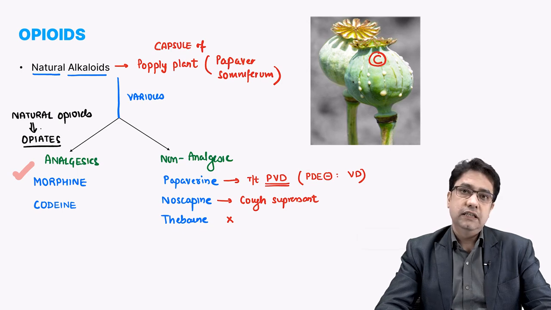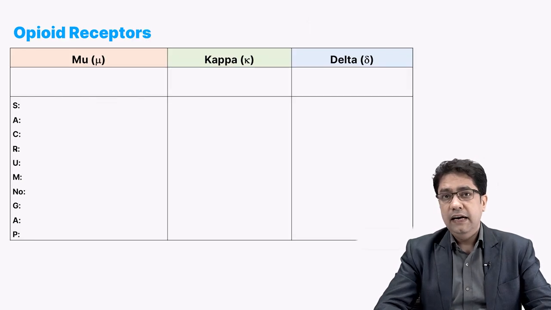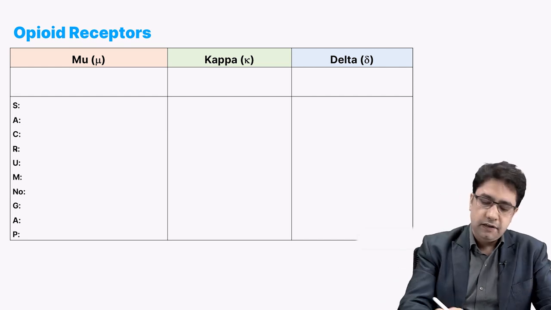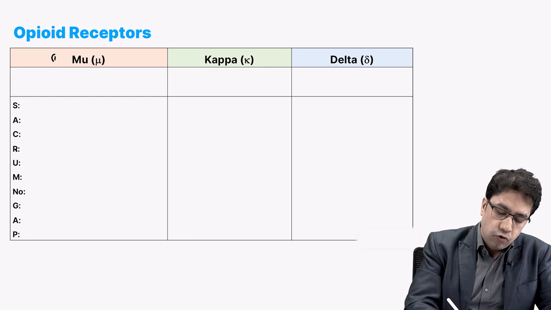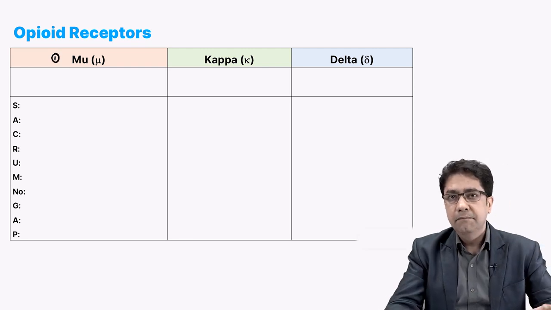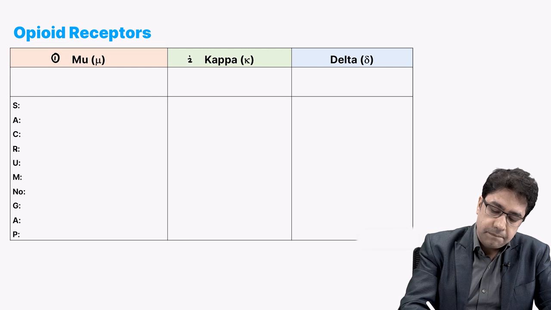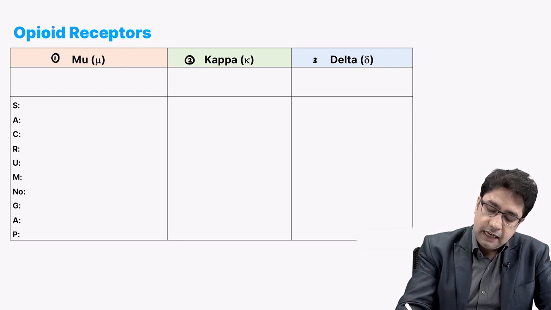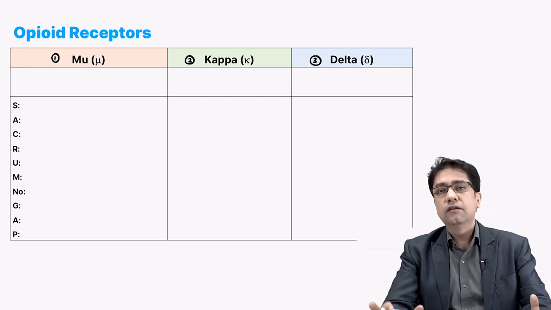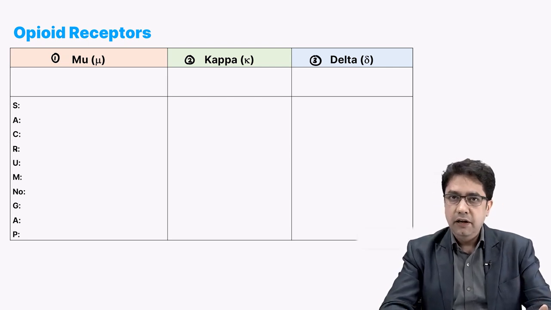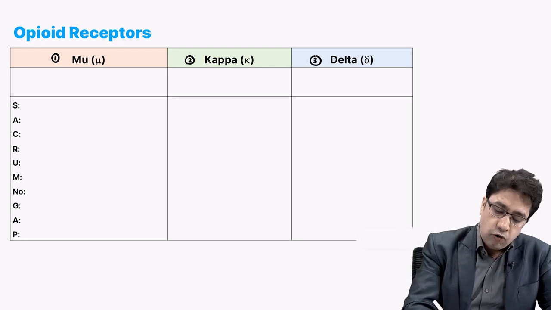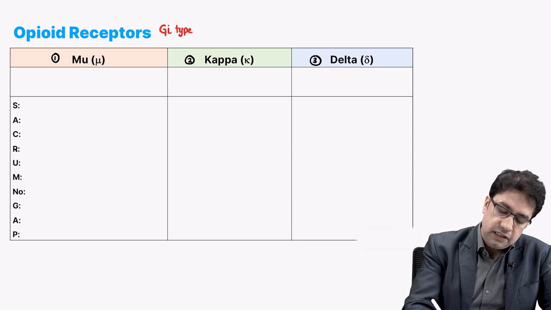So one question is, does our body have opioid receptors? The answer is yes. In our body, we have mainly three opioid receptors. First is the mu opioid receptor, the symbol is written. Second is the kappa receptor, and third is the delta receptor. These are the three main opioid receptors in our body. And remember, all opioid receptors are Gi type GPCR, G protein coupled receptors.